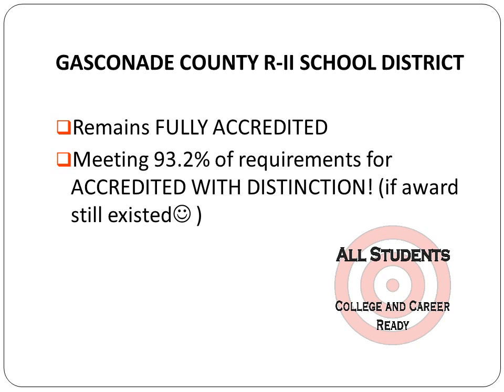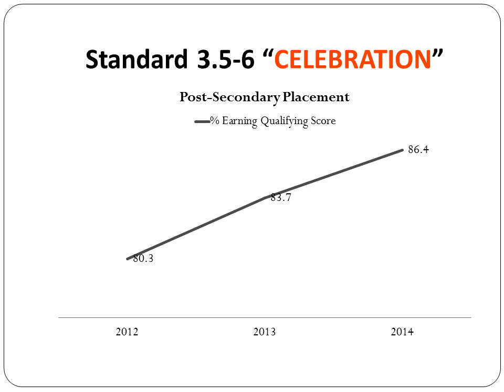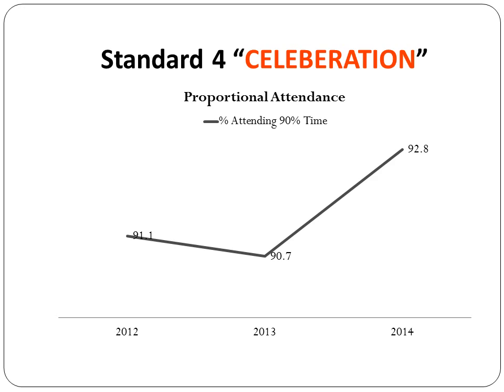So we're on track for all students being college and career ready. Look at the advanced placement. Percentage at or above the state average. Again, we have a very nice trend upward, and that is one that we're extremely excited about. Post-secondary placement, 180-degree follow-up. Again, 80, 83, 86. An excellent trend upward is what we're looking for.